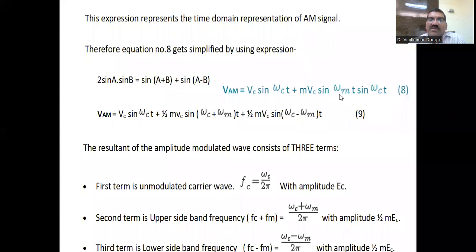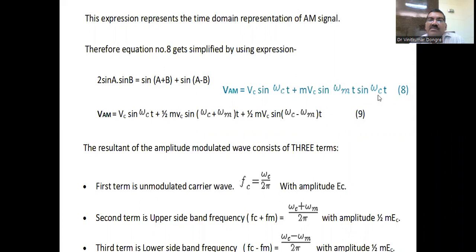So we can simplify this multiplication of sine. I'll put this factor as VC sine omega ct. This is as it is, and this 2 times is not there, so this 2 will go here as 1/2. So it becomes 1/2. The one factor here is this: MVC sine A plus B.